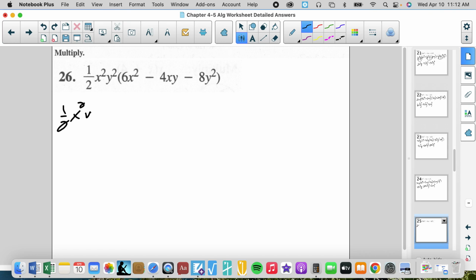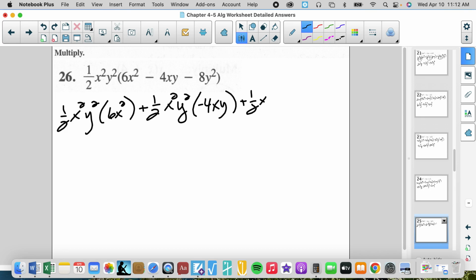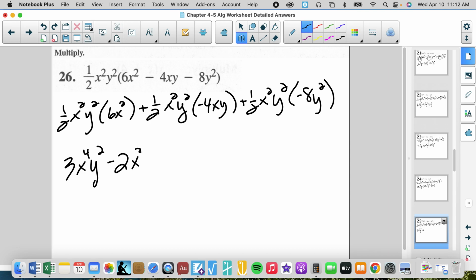1/2 x squared y squared times 6x squared plus 1/2 x squared y squared times negative 4xy plus 1/2 x squared y squared times negative 8y squared. 1/2 times 6 is 3. x to the fourth y squared. 1/2 times negative 4 is negative 2. x to the third y to the third. 1/2 times negative 8 is negative 4. x squared y to the fourth.